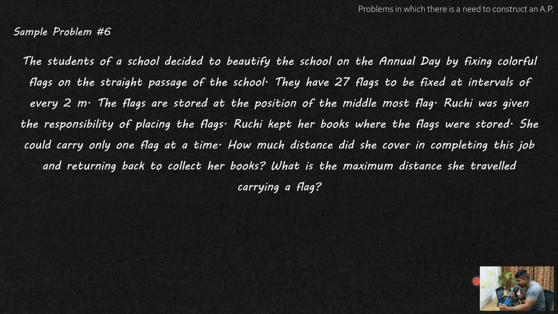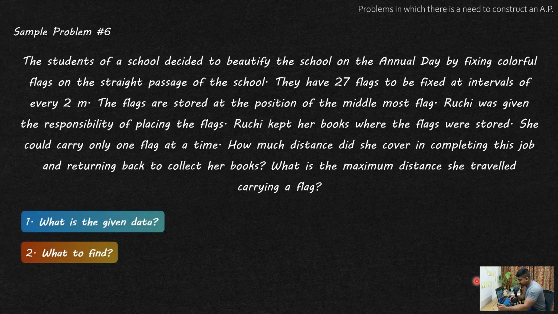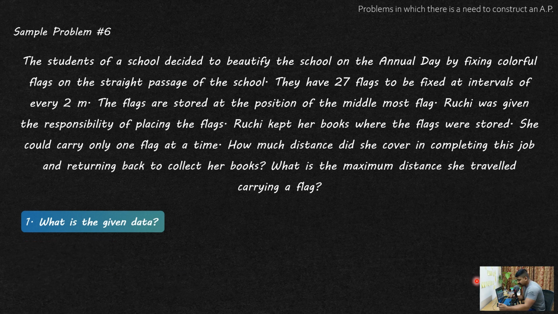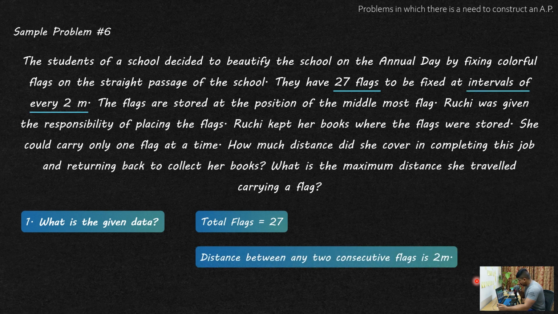What is the maximum distance she traveled carrying a flag? If you want to pause the video, go ahead, understand the question, then we'll start solving it together. First question, what is the given data? What to find? And then finally, what are the given conditions? Now the given data: total flags are 27 and the distance between any two consecutive flags is 2 meters.